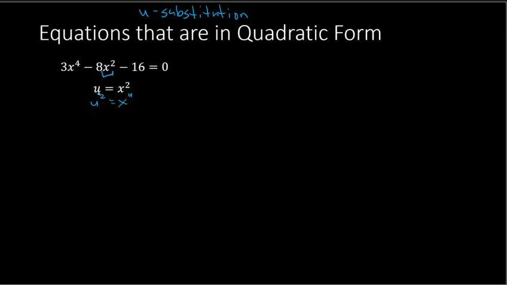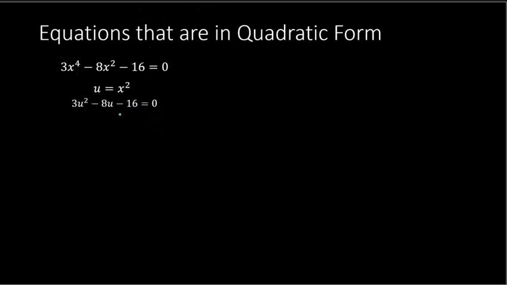So we can replace this x squared with u. So now we have minus 8u, and replace x to the fourth power with u squared. So we have 3u squared. And that gives us 3u squared minus 8u minus 16 equals 0. So this is temporary. We are substituting the u in place of the x squared, because now what we have is a quadratic equation that we can solve.